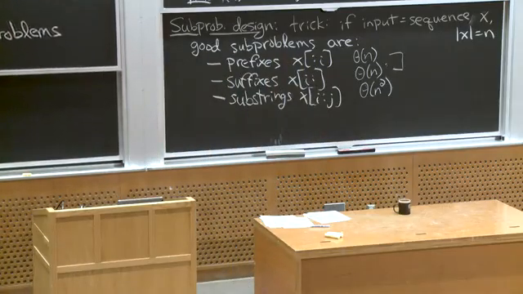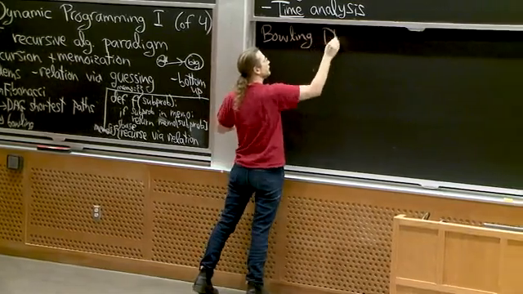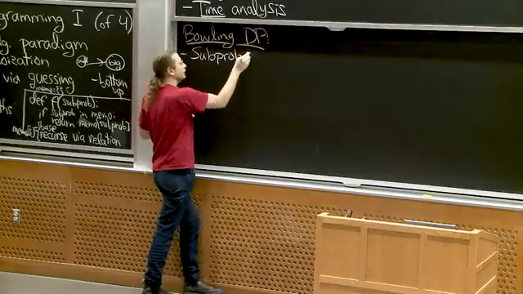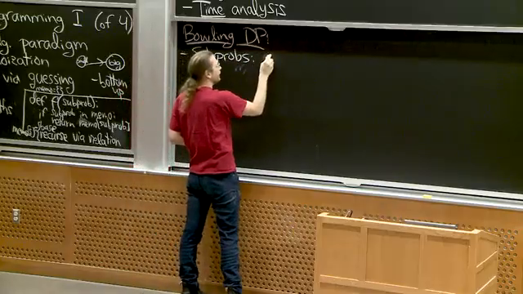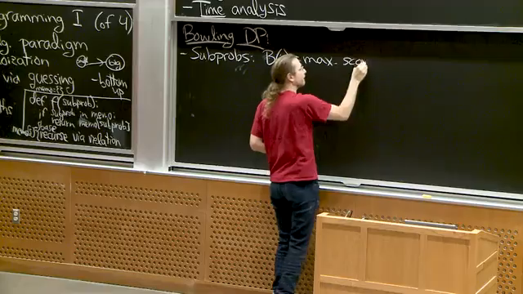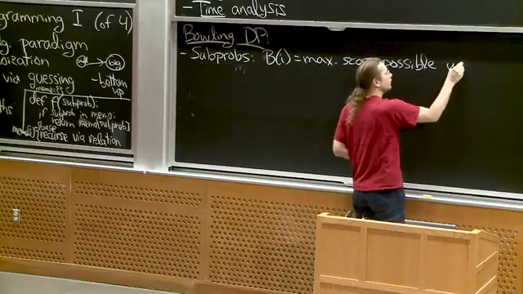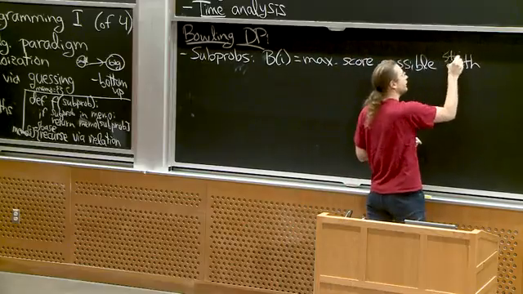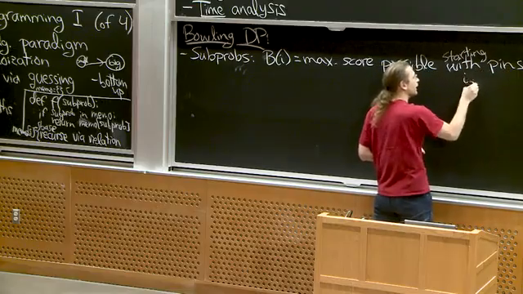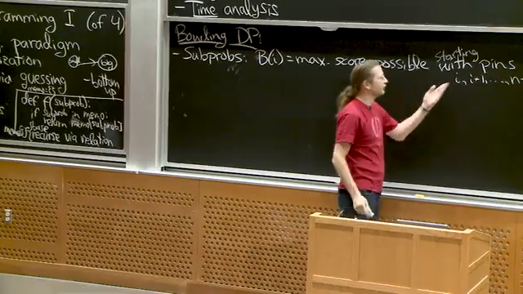So let's do it. SRTBOT for bowling. Here's our dynamic program. The subproblems are suffixes. B of i is the maximum score we could get if we started a game with pins i plus 1 up to n minus 1, which is a suffix of the pins.